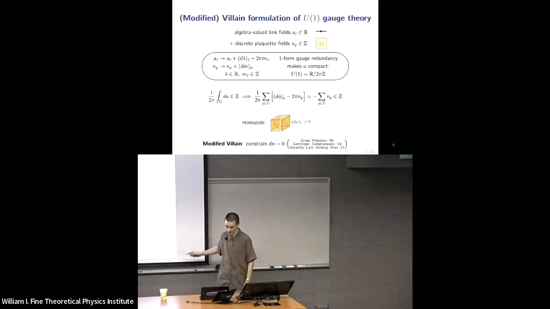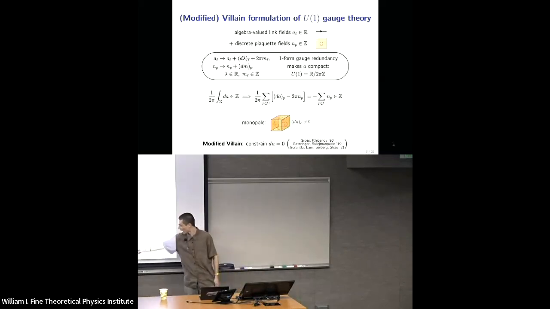Okay, so there's been lots of work using this modified Villain formulation. And when n is flat, then we can think of n as being like a representative of the first Chern class in the continuum. So we can have a non-zero magnetic flux through some non-contractible 2-cycle.